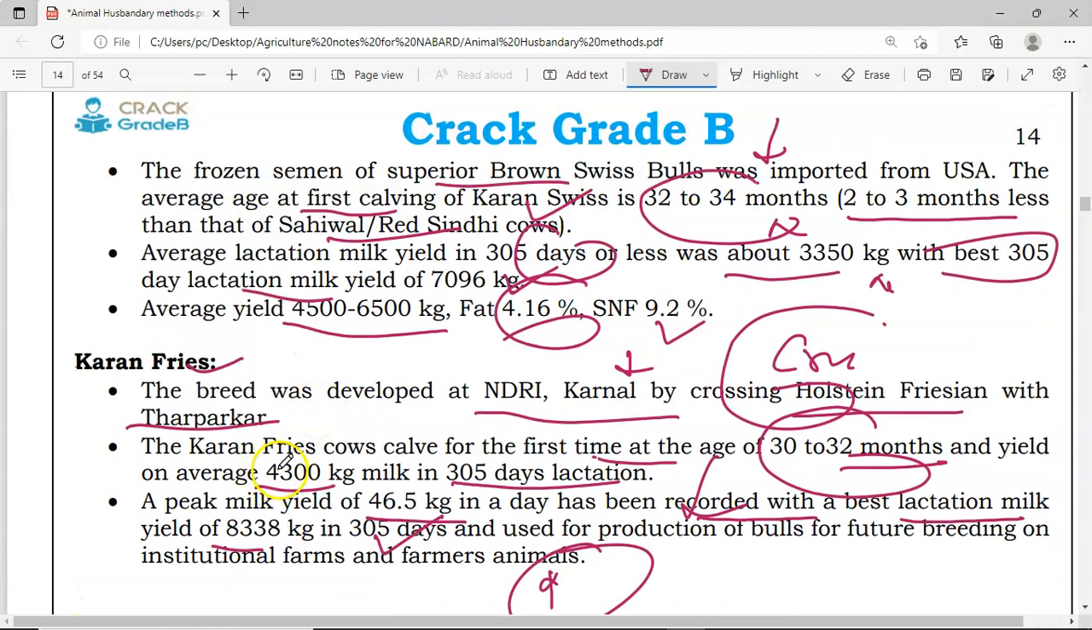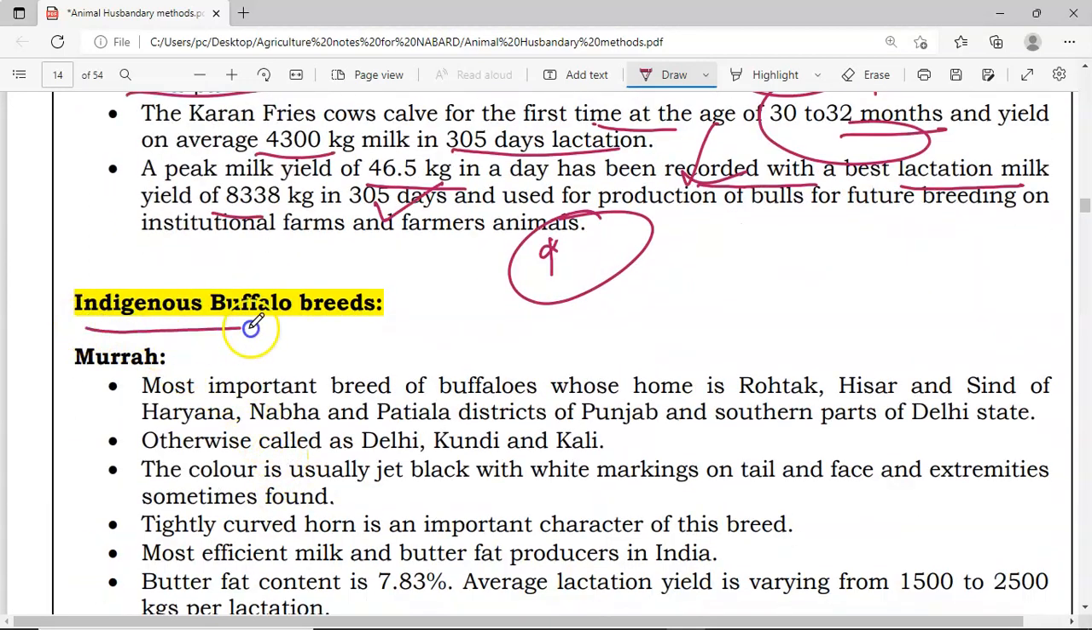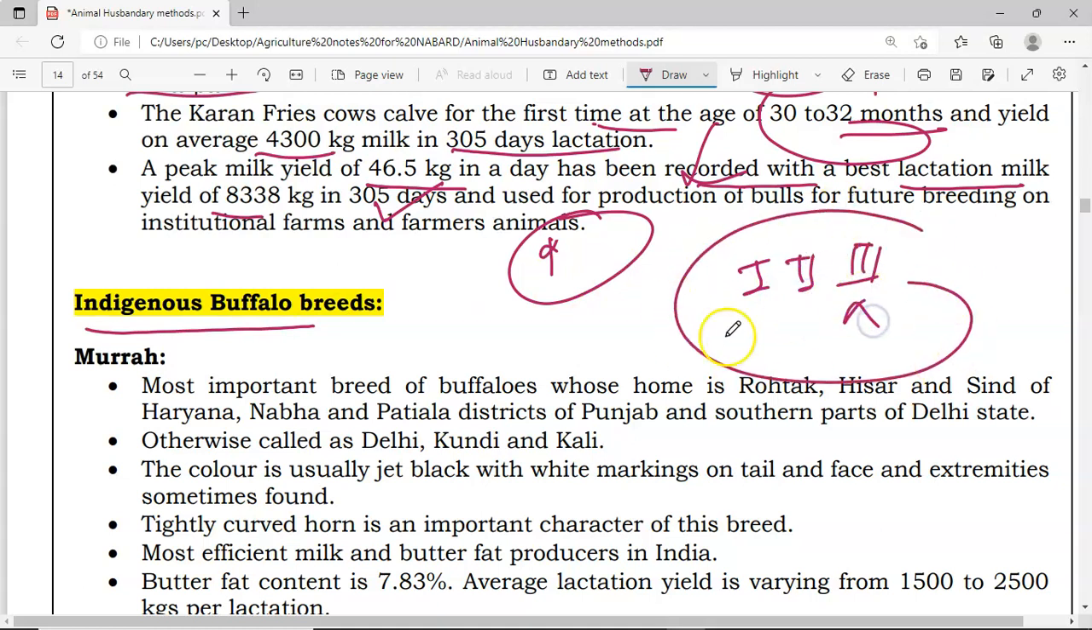So friends, it was all from my side today. We will discuss the rest of the content, that is indigenous buffalo, and we will try to cover this whole section in 2 or a maximum of 3 parts.